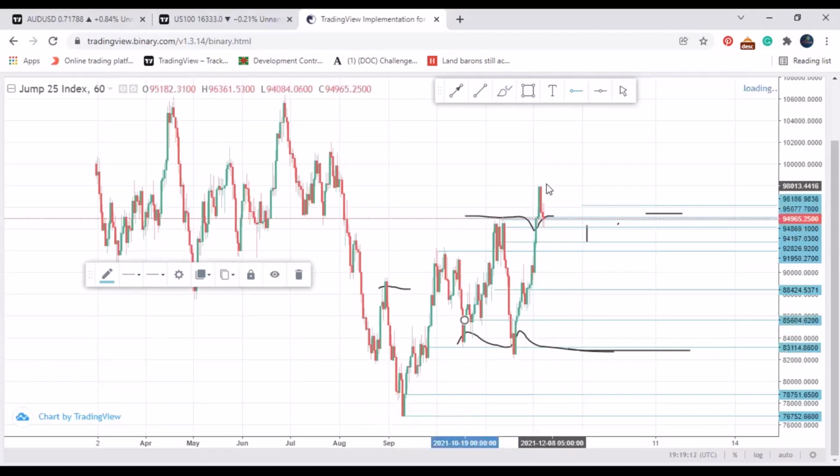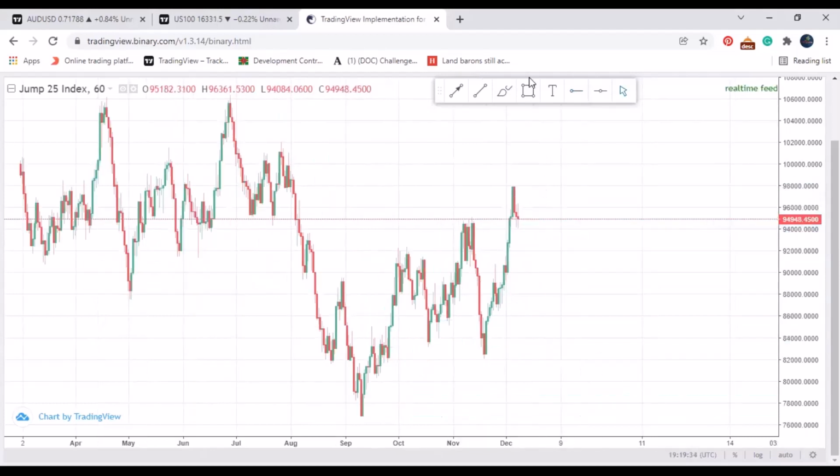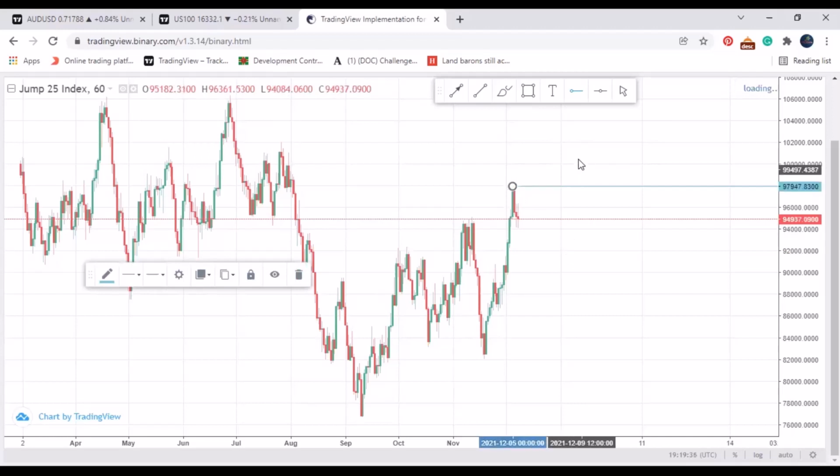Then we have this high where price is currently at. So price is currently here. That's the high, and this was the high that was taken out, and the last low is this one.